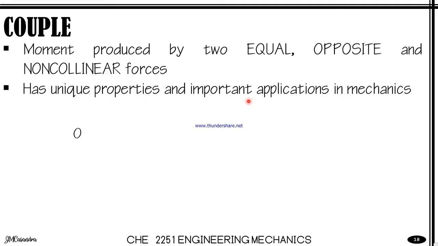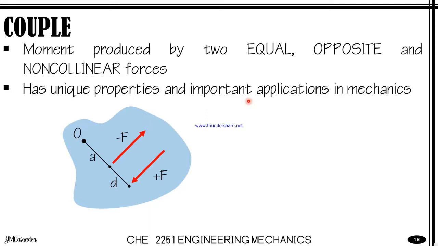So to understand what a couple is, let's say we have here an object with point O as our reference or pivot point, which is acted upon by two forces F, which are equal in magnitude, opposite in direction, and non-collinear.